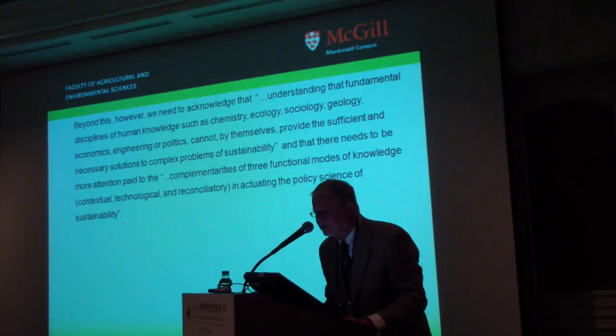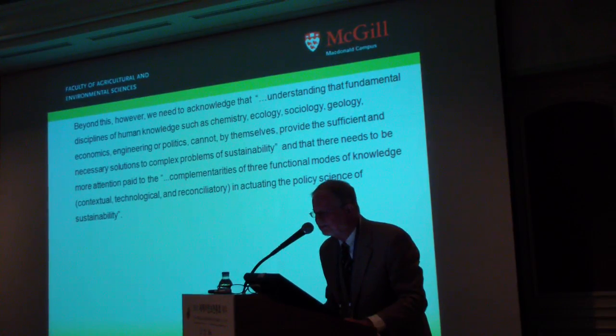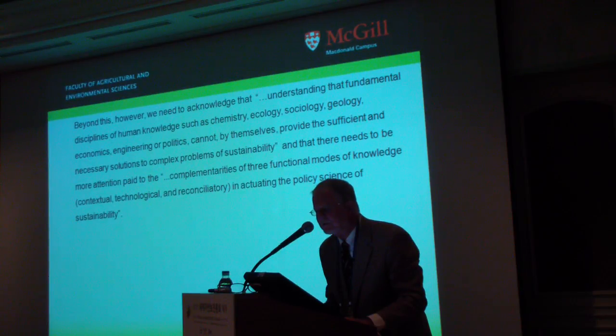Finally, I have a little quote from Dongwan Shin: understanding that fundamental disciplines of human knowledge cannot by themselves provide the sufficient and necessary solutions to complex problems of sustainability. We really have to look beyond this. He has a wonderful paper, which I reference, that talks about different types of knowledge. And I'm not going to go into the details of any of these, but just to tell you that the third one's worth knowing about: reconciliatory knowledge. That's what decision makers need. That's what governments need. That's what international agencies need.